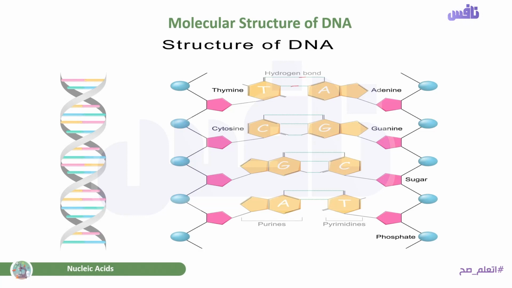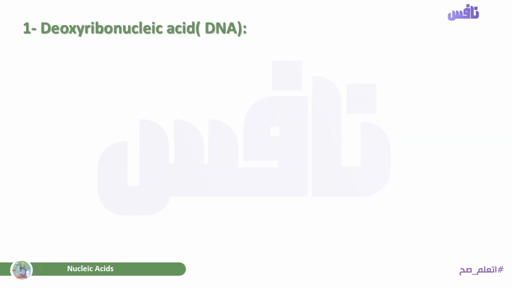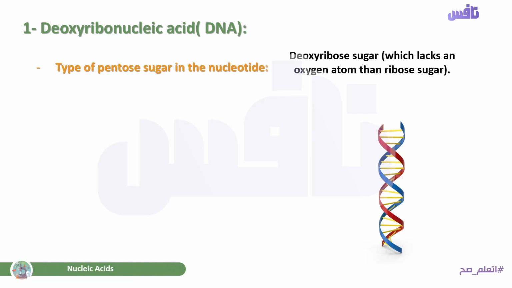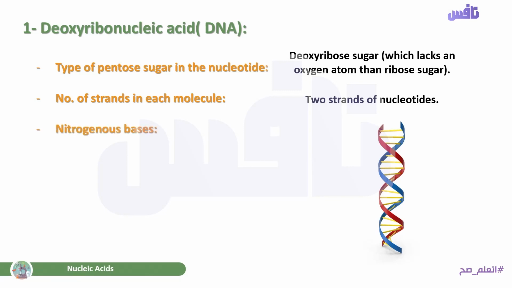Let's see this picture in the form of sentences. First, deoxyribonucleic acid or DNA. This is the shape. We have the type of pentose sugar in the nucleotide, which is deoxyribose sugar, which lacks an oxygen atom compared to ribose sugar. Then the number of strands in each molecule: 2 strands of nucleotides. Finally, the nitrogenous bases: we have adenine, guanine, thymine, and cytosine.